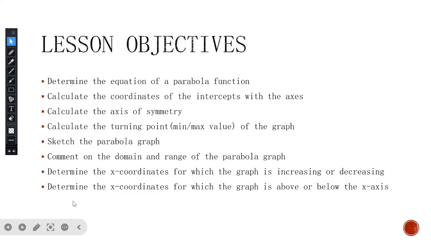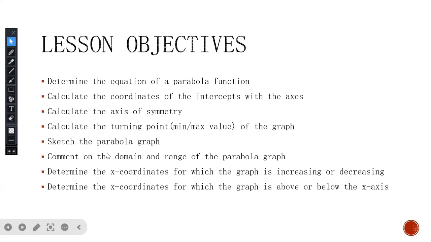Okay, so we have some lesson objectives. These are the things that you should know by the end of the lesson. You should be able to determine the equation of a parabola function. You should be able to calculate the coordinates of the intercept with the axis. You should be able to calculate the axis of symmetry. Also calculate the turning points, which is your minimum or your maximum value of the graph.